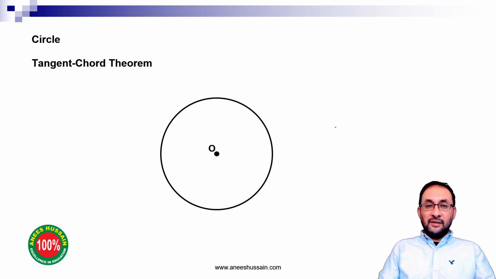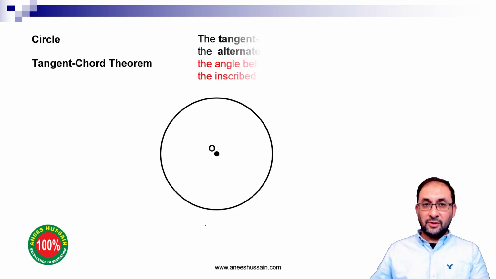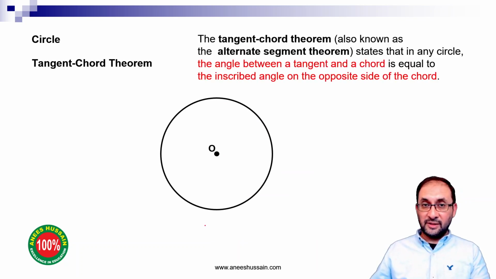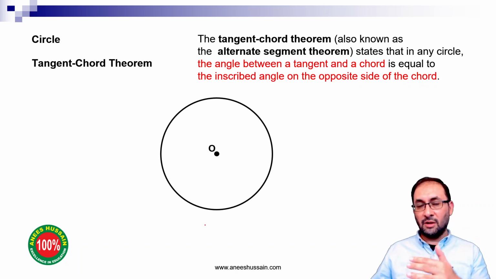Now let's understand the Tangent-Chord Theorem in greater detail. The Tangent-Chord Theorem, which is also known as the alternate segment theorem, states that for any circle, the angle between a tangent and a chord is equal to the inscribed angle on the opposite side of the chord. What does that mean?